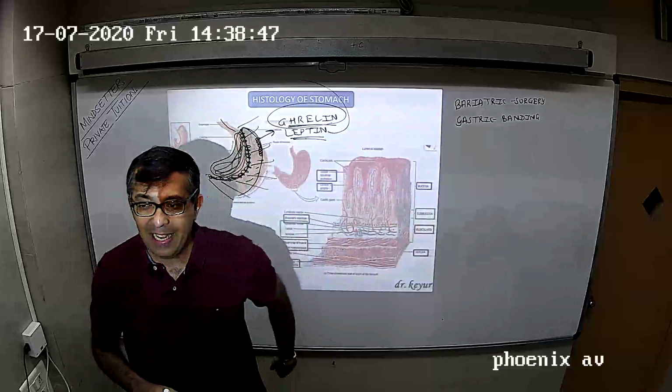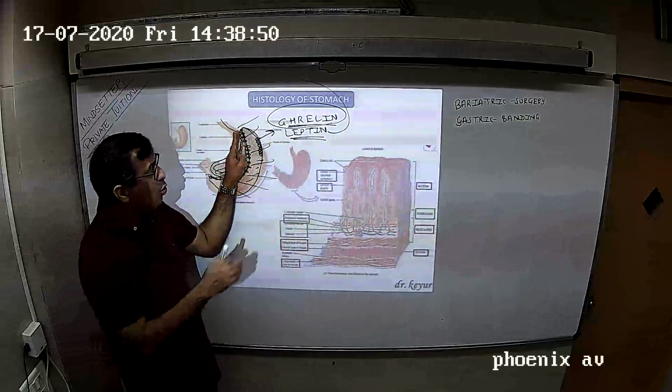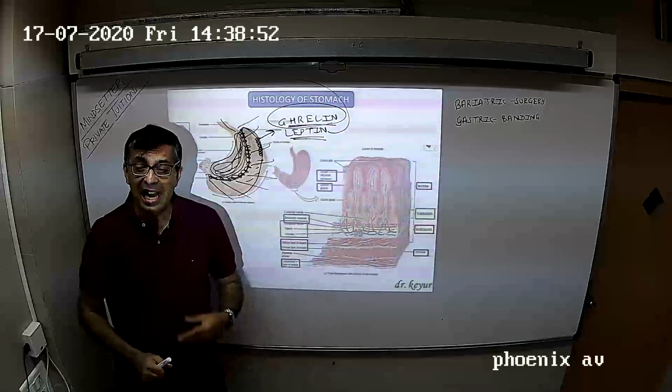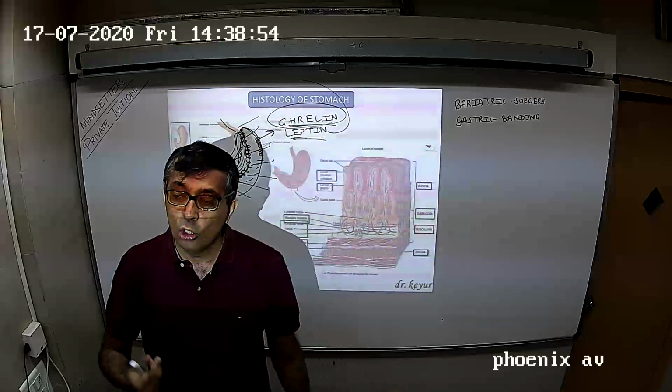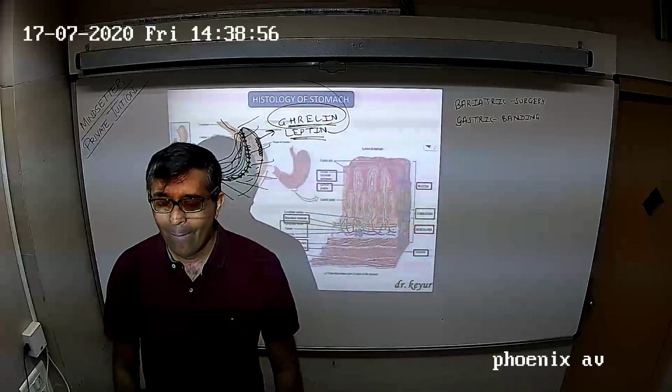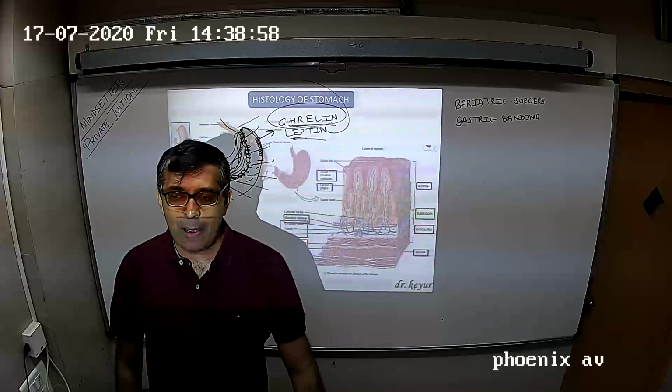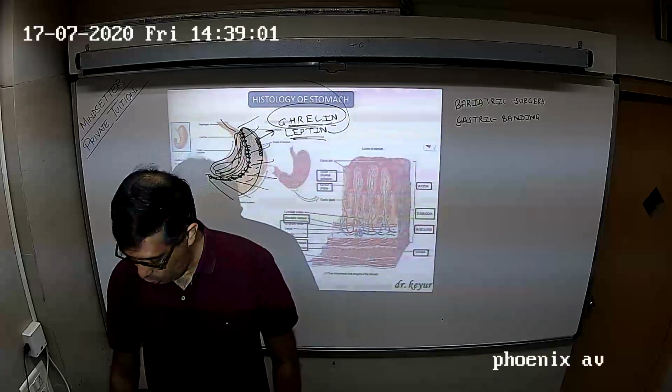What is the logic behind it? Remove the cells only which secrete ghrelin and leptin. उनको निकाल ही दो तो भूख ही नहीं लगेगी उनको. चलो, so nice concept we have understood here. I hope you have understood this well.